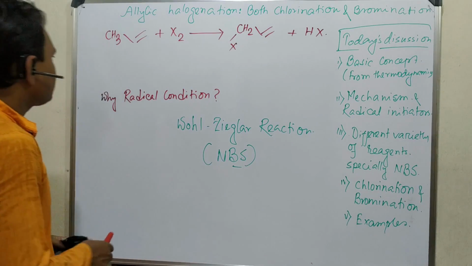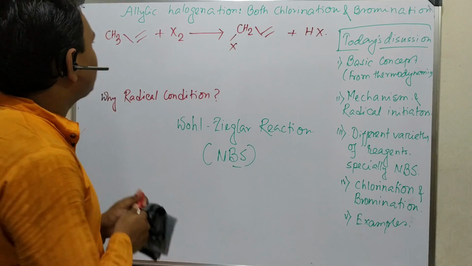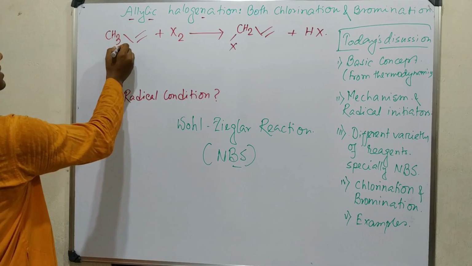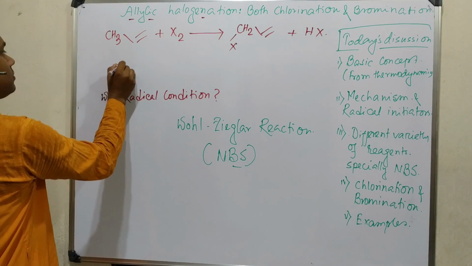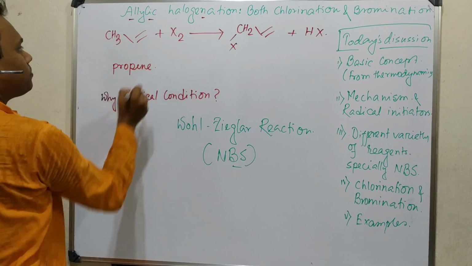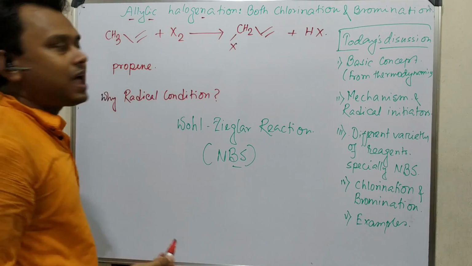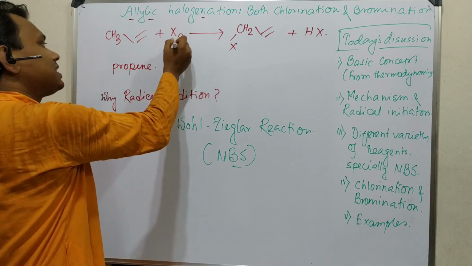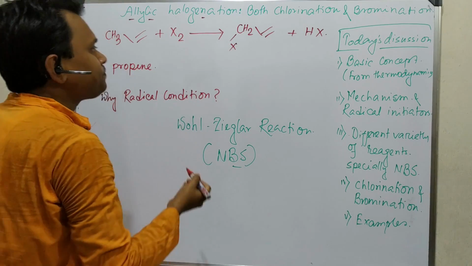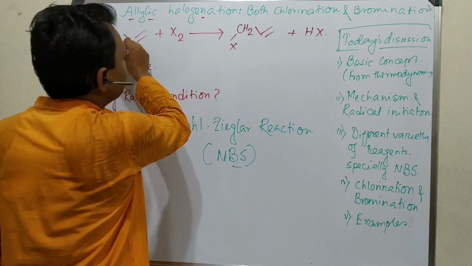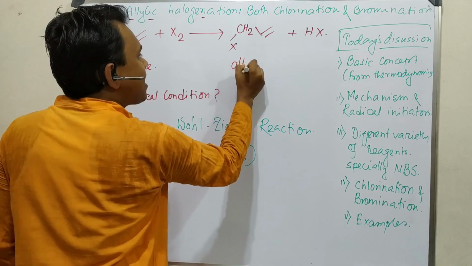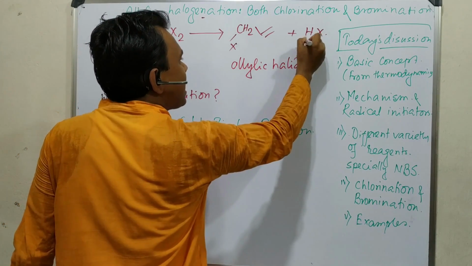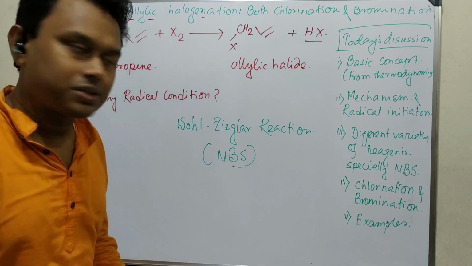So let's start. Today's topic is allylic halogenation. The reaction is, this is a propene, this is halogen, and actually we will not always use halogen, we will use different reagents also. So you can consider it as a source of halogen. This reacts with this propene to produce this allylic halide or allyl halide, whatever you say, and 1 unit of HX. This is the main reaction.